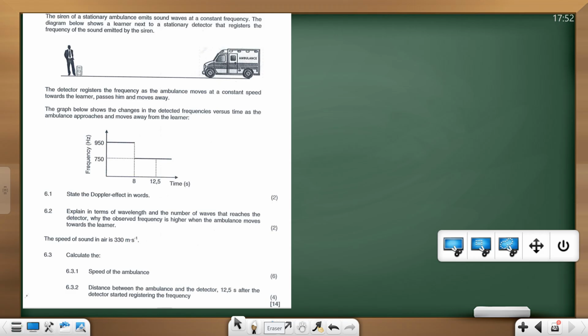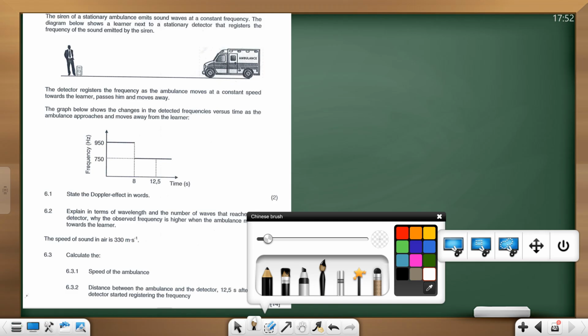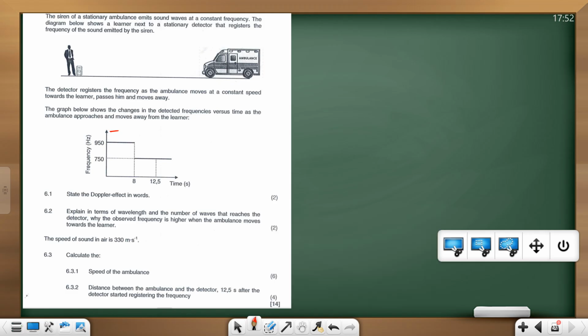The graph below shows the changes in detected frequency versus time as the ambulance approaches and moves away. So we have two frequencies there. Which one is going to be the higher one? Approaches. So let's not forget that. Once it approaches, it's higher. So this is towards, and this will be away. State the Doppler effect. Please let's learn that definition.